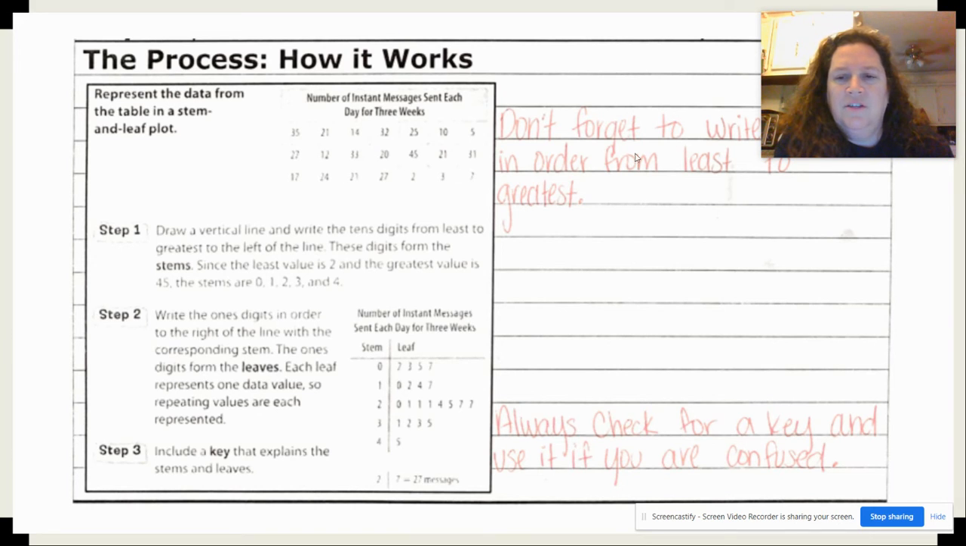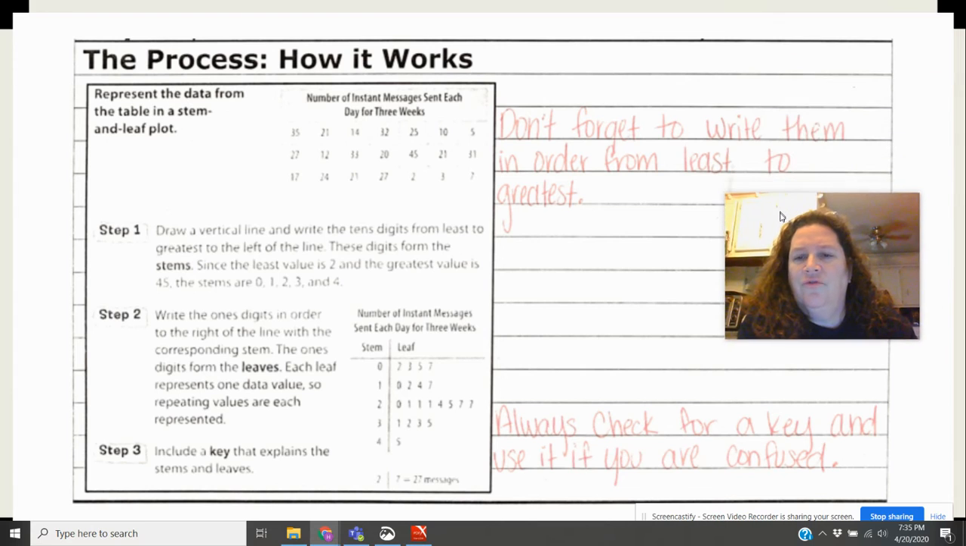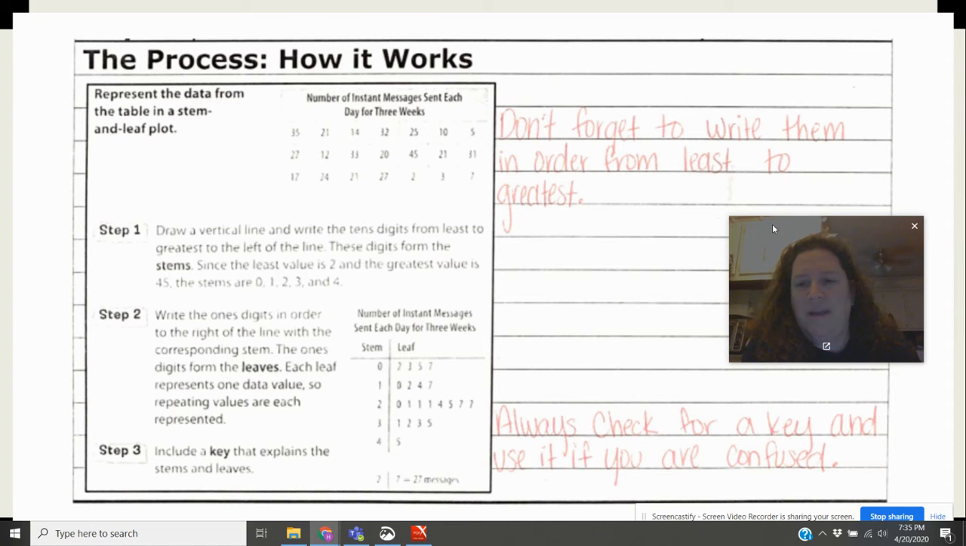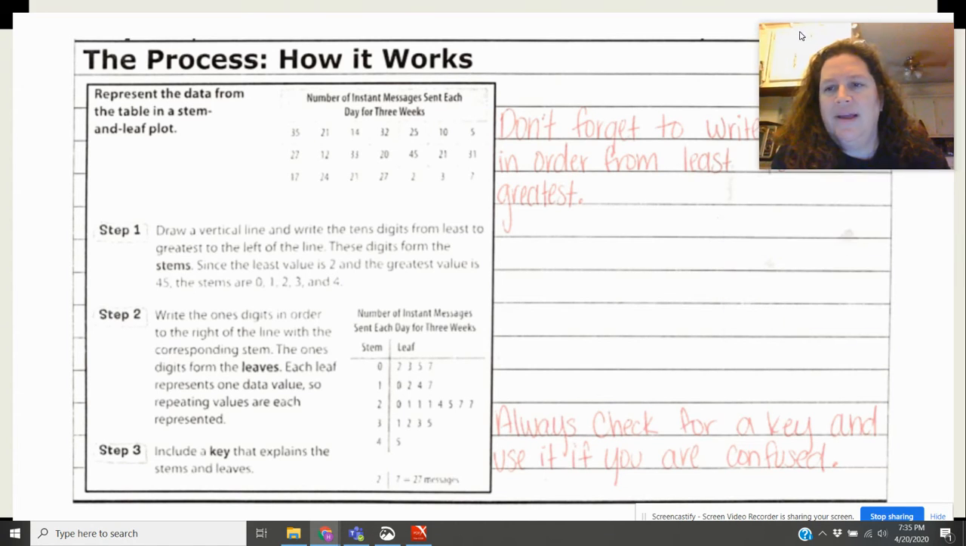Okay. So it says, don't forget to write them in order from least to greatest. We always, always, always do that. And then always check for a key and use it if you are confused. So they wrote a key. Notice it says 2 in the stem column with a line and 7 in the leaf column equals 27. Okay. So come back and look at this if it's confusing, and it will definitely help you out. This page is so important.